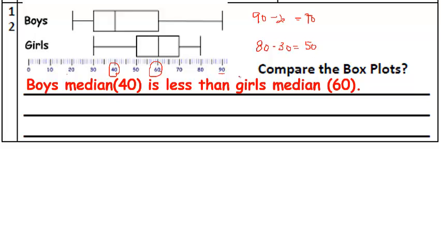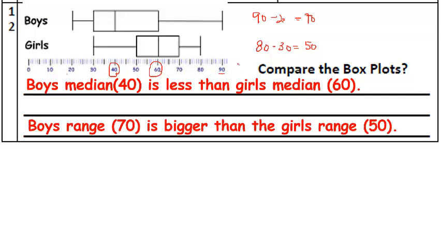So I just need to do a comparison just of the numbers. I would say the range for the boys is 70, and it's bigger than the range for the girls, which is 50. Pretty straightforward. That's all you need to do.